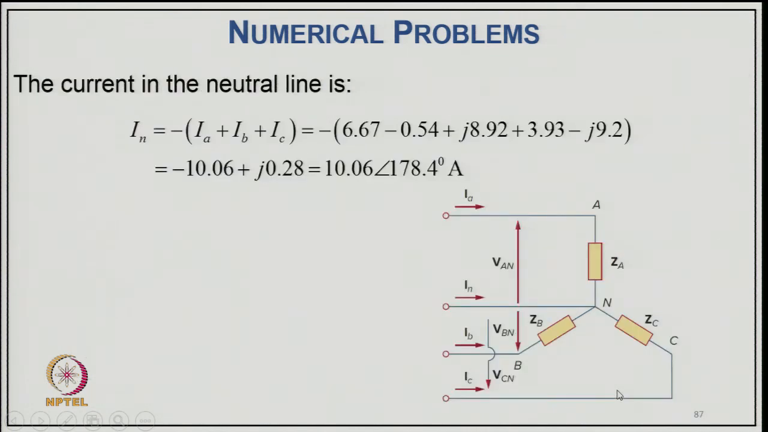Now, from these currents, the current in the neutral wire will be In equal to minus, in brackets, IA plus IB plus IC. So, putting this in, you will find the neutral current is 10.06 at the angle of 178.4 degrees ampere.